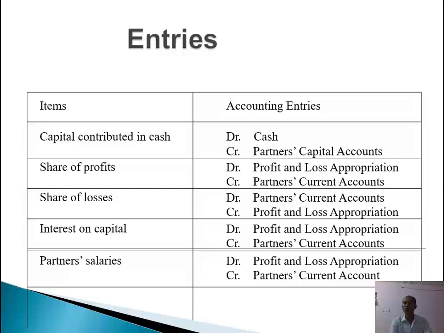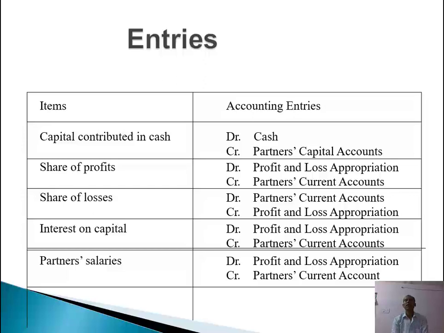We have already seen that in a sole proprietorship business, we simply mentioned cash account debit, capital account. Capital account means only one person is there, so capital belongs to that one person. But in a partnership, there are two or more persons, so all the names of the partners are mentioned.